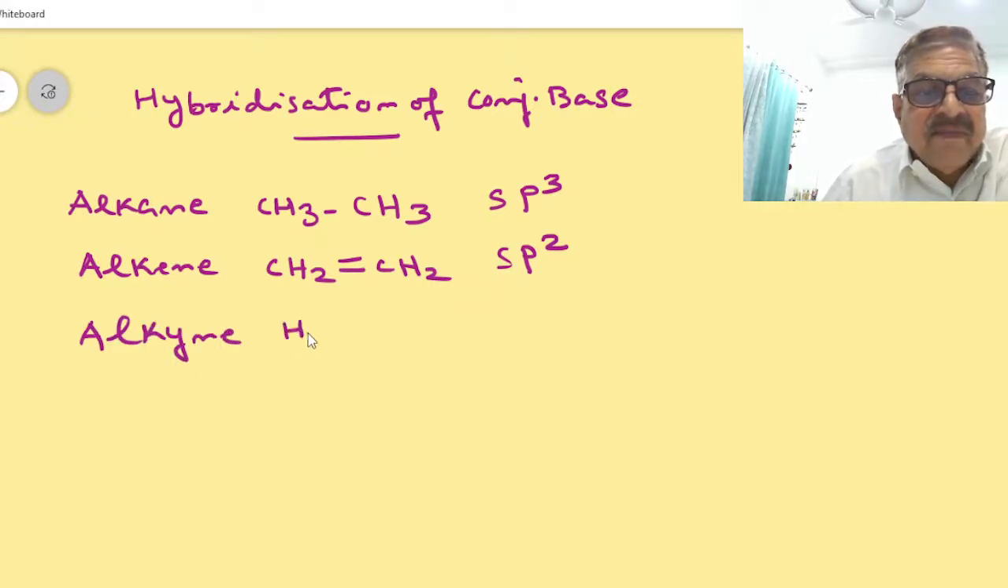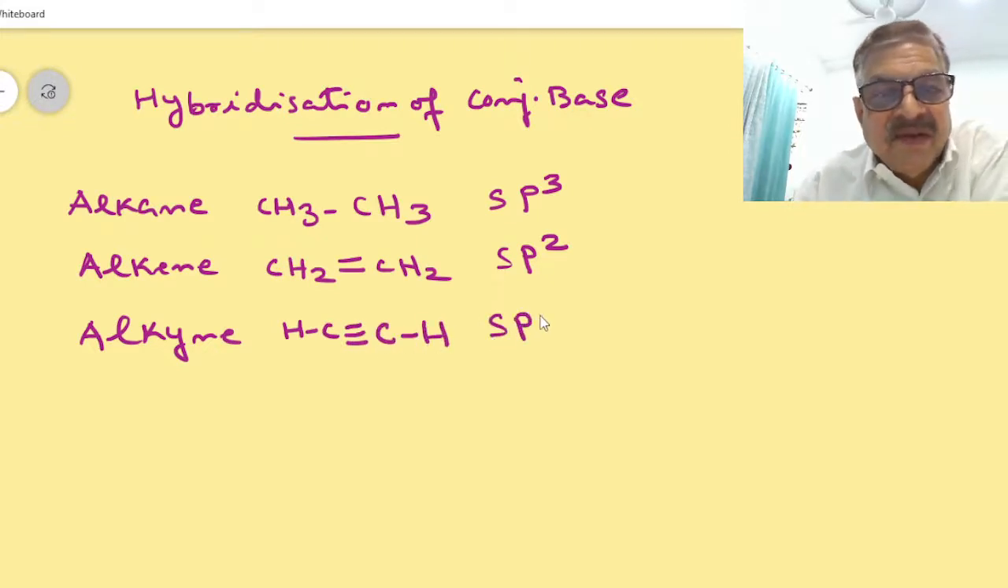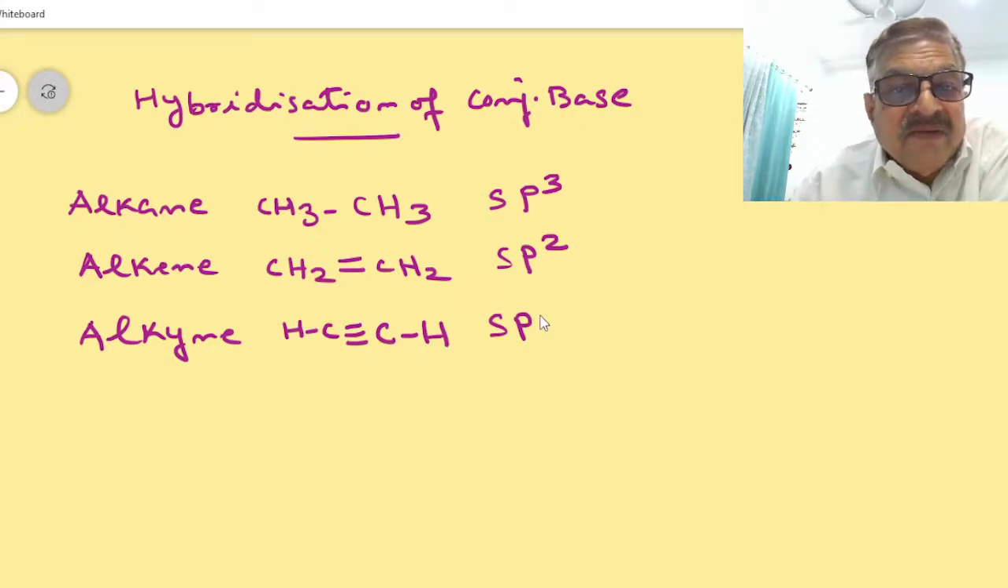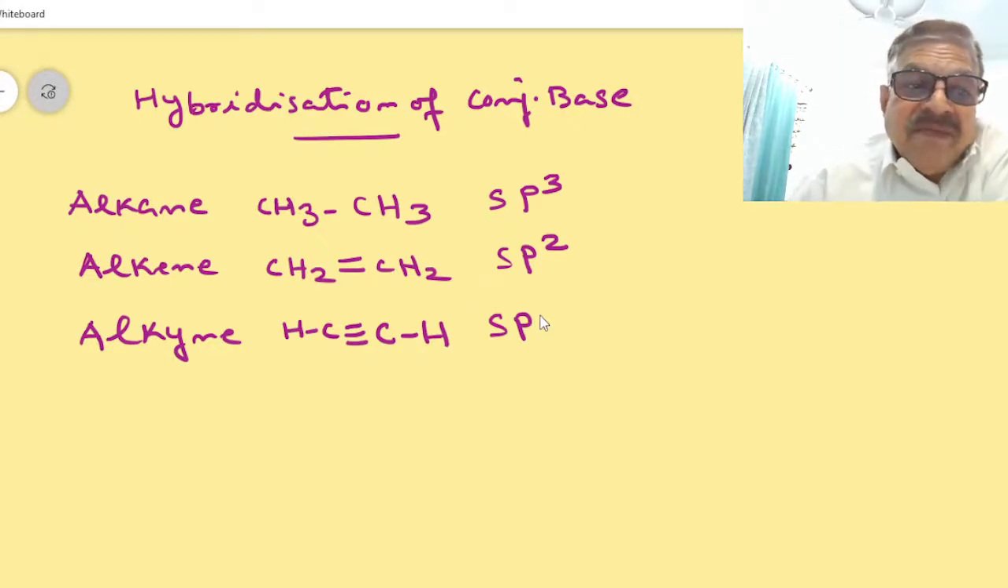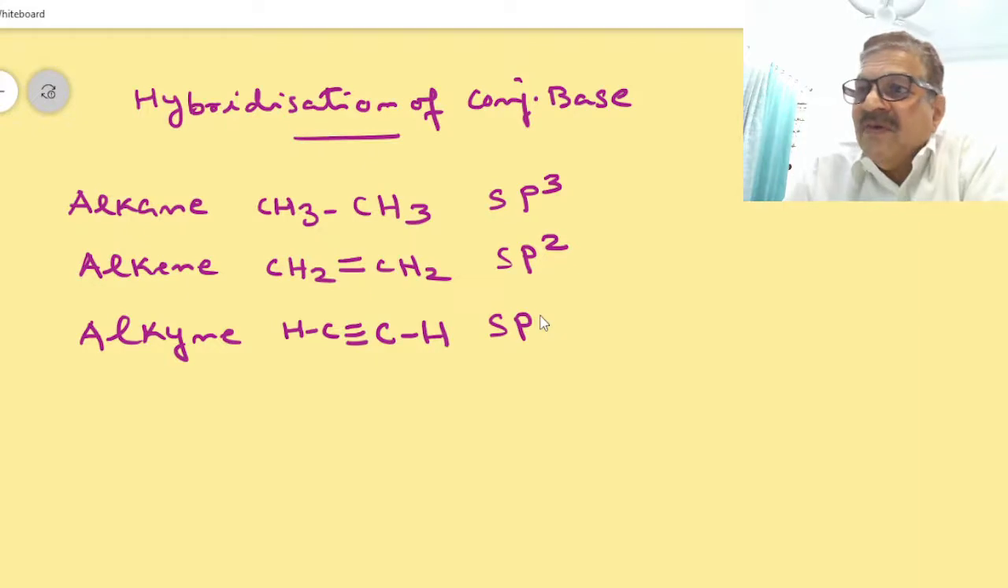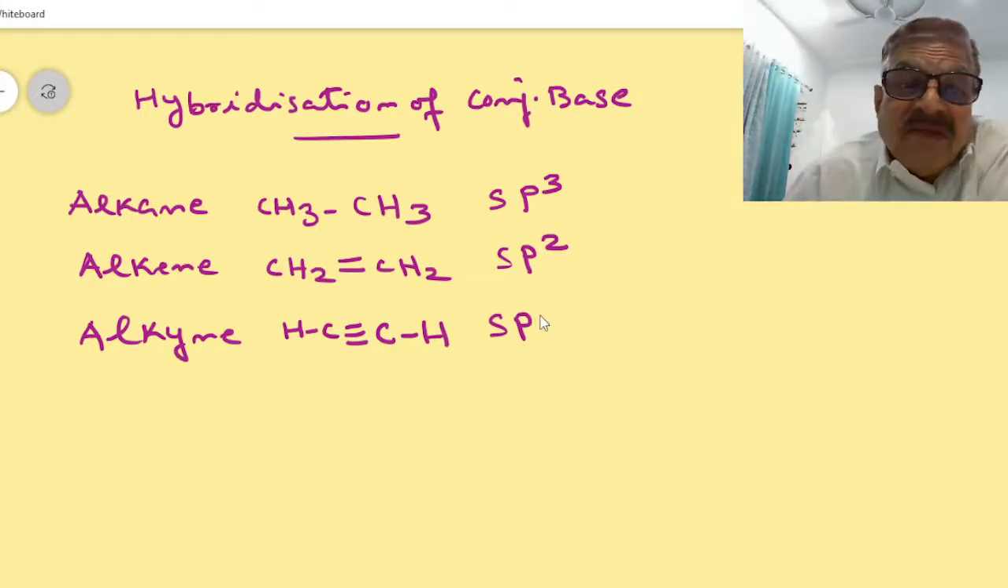Alkyne is acetylene. It is sp hybridized carbon here. Okay, now see, these are the fundamental things here. Alkanes, alkenes, and alkynes, they all differ in their acid strength here.